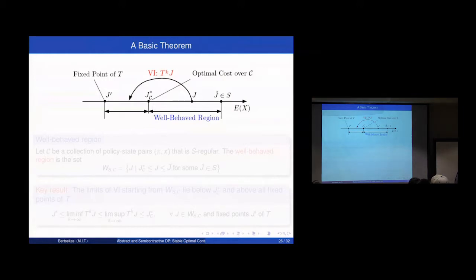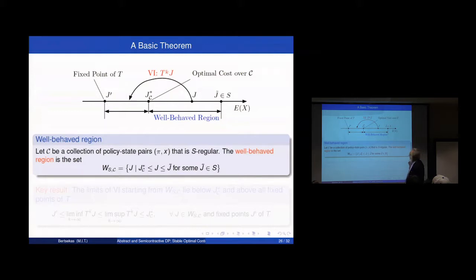And here's a basic theorem. It is not a difficult theorem to prove, but it is a tricky theorem to conjecture, to just figure out that this theorem should be true, because it has a bit of a strange structure. It says that if you have a collection C of S regular policy state pairs, then J star of C, the restricted optimal cost function, demarcates the space of all J in two parts. One is the well-behaved region for which J is above J star of C, but below some J tilde in S. And the other is a different region where all the fixed points lie.